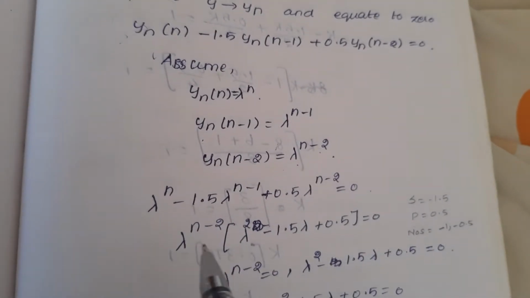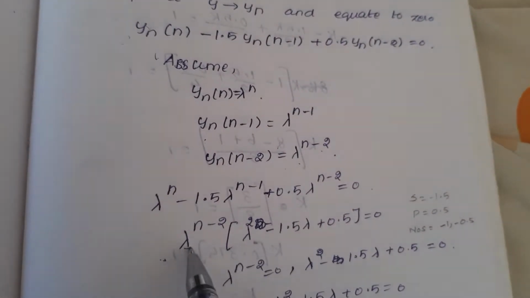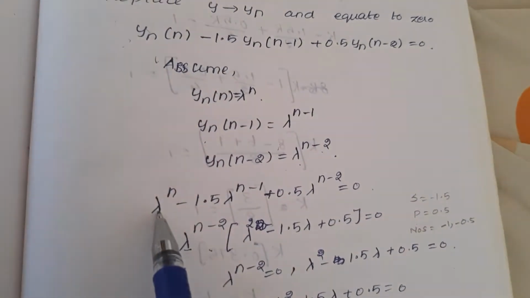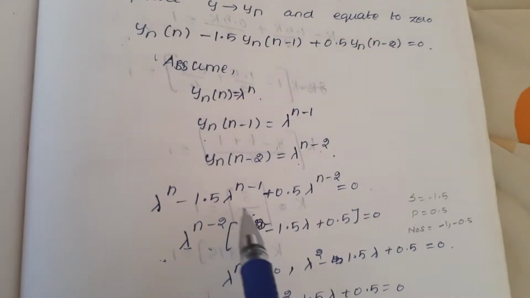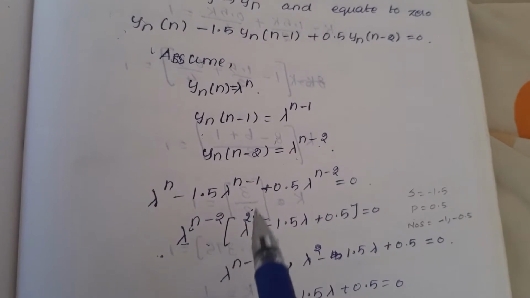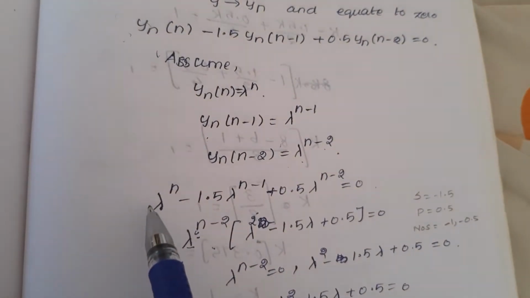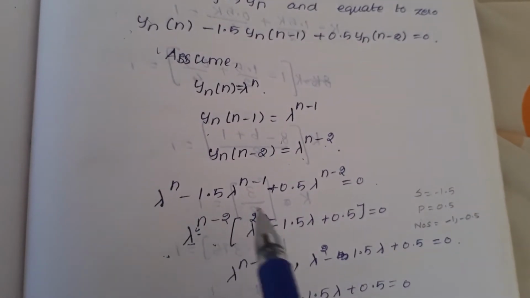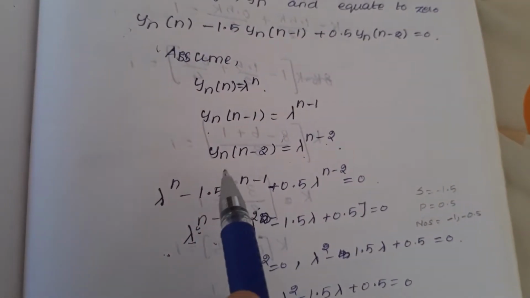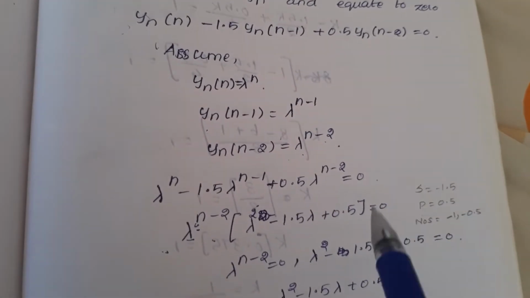So now from this, take lambda power n minus 2 as common. If you take lambda power n minus 2 as common, what will be the first term? Lambda square, because a power m into a power n is a power m plus n. So when we add these two, we get lambda power n. So here inside, the remaining value is lambda square. Here the remaining value is lambda power 1. Here lambda power 0, that is 1.